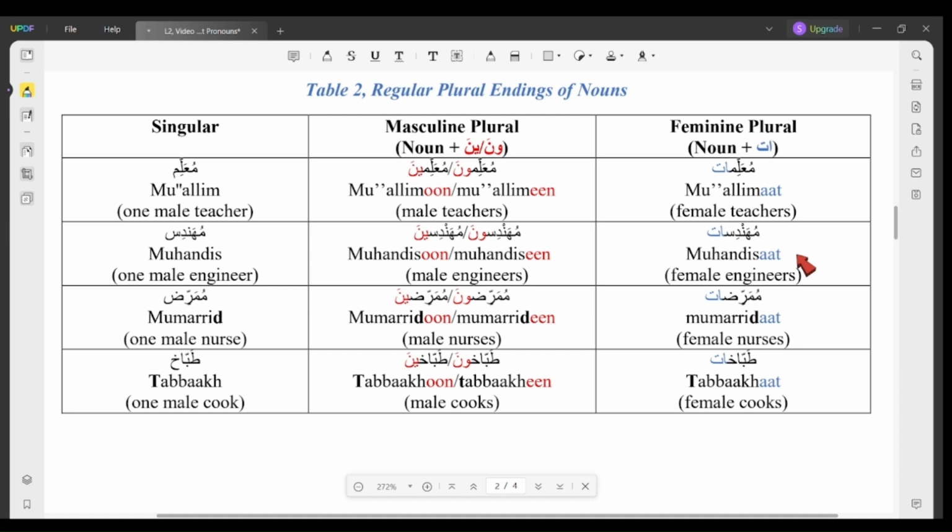muhandisat. The third word is mumarrid, a nurse. Masculine plural, mumarridun or mumarridin. Feminine plural, mumarridat. And the last word is tabbakh, a cook. Masculine plural, tabbakhun or tabbakhin. And the feminine plural, tabbakhat. Alright, that's all the grammar that we're going to need for this lesson. Now let's move on to the vocabulary table.